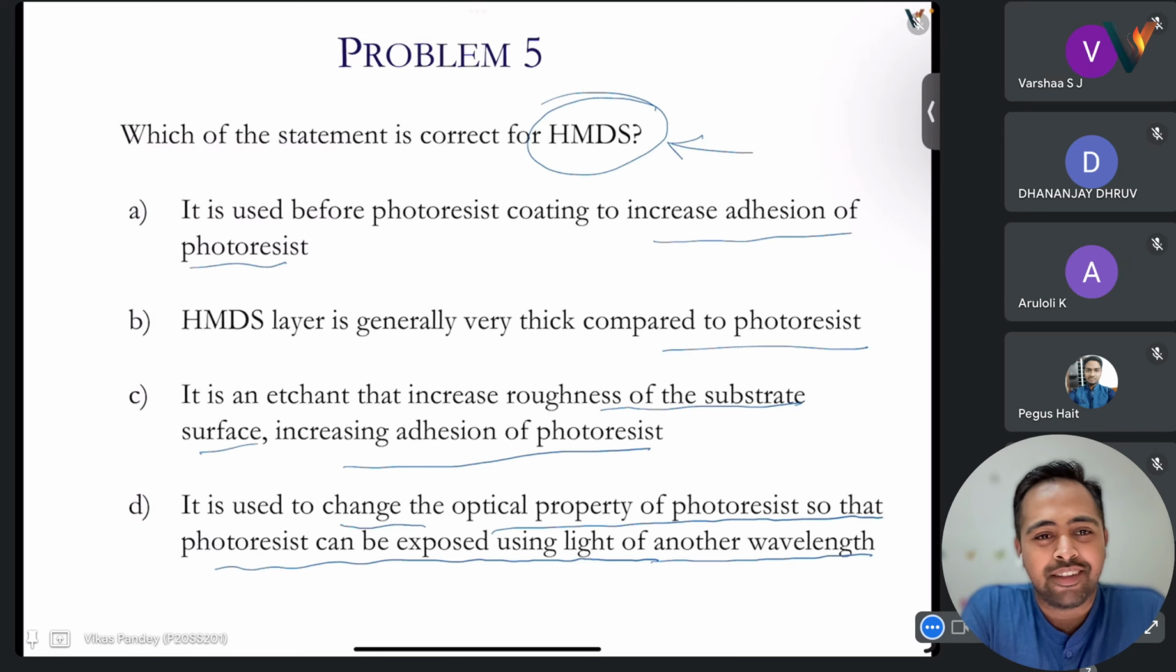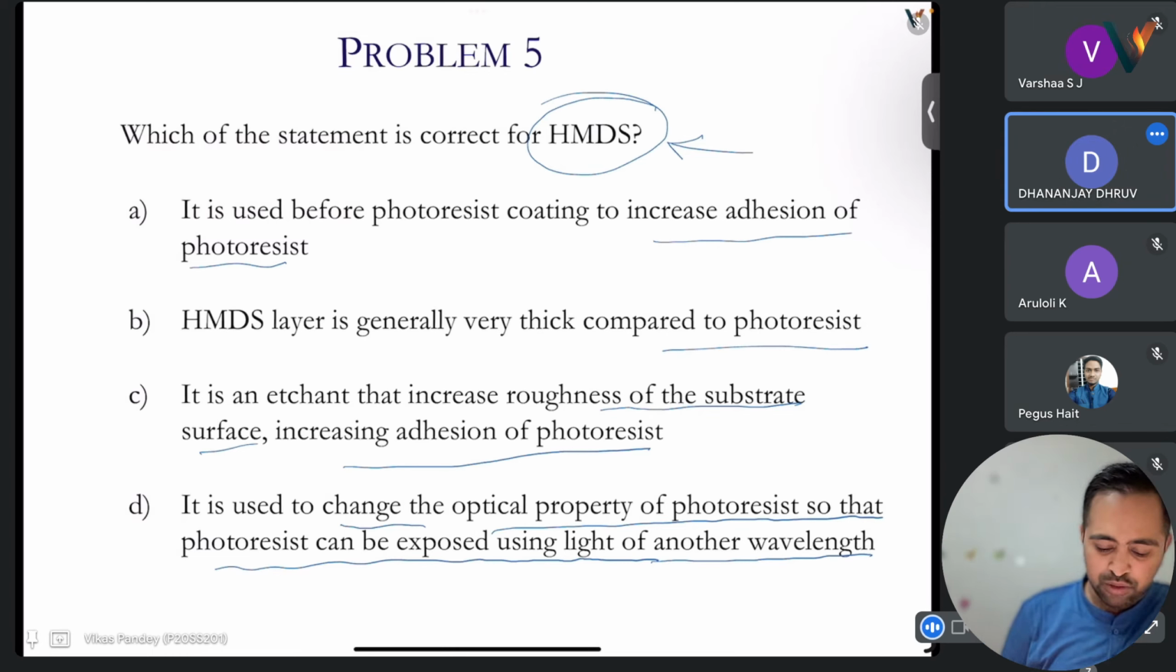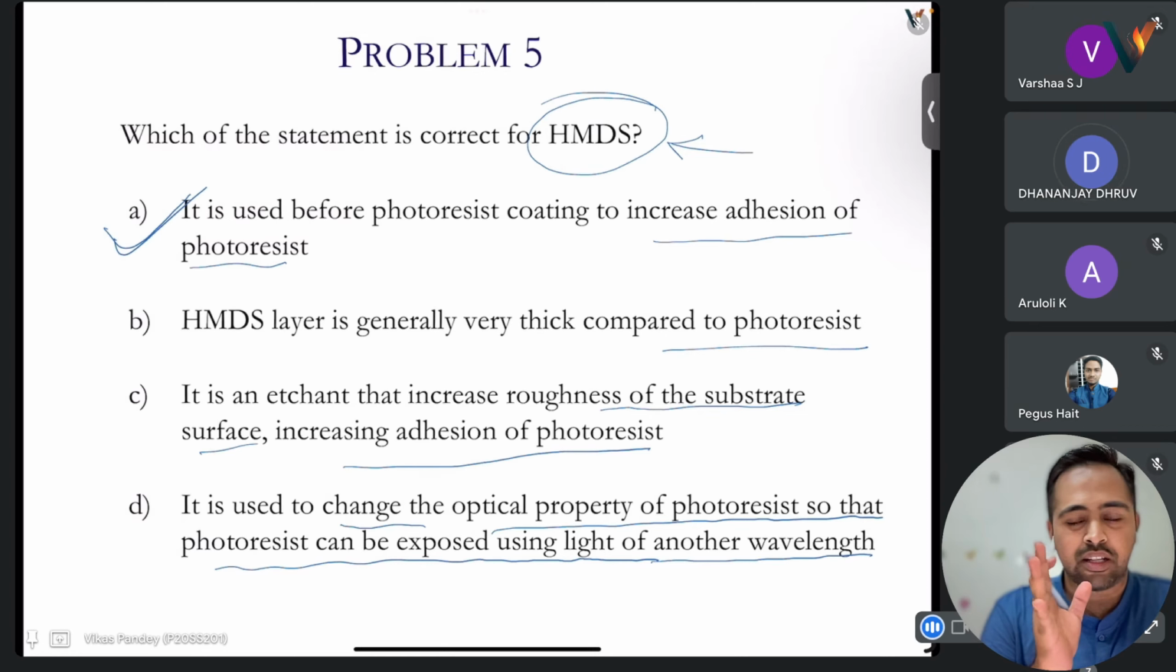No one? Are you sure? No one has seen a primer being applied before a paint? I think the answer may be between A and C, not sure. A and C. It is used before. So yes, very fine. You are getting the idea, right?